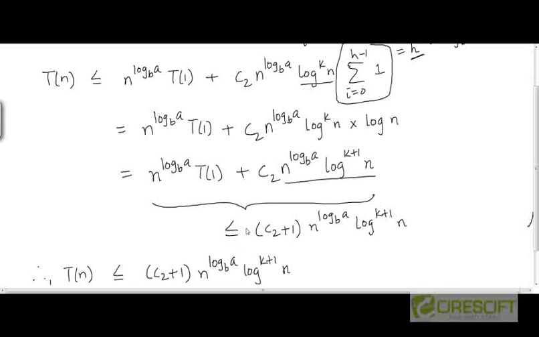We can claim that this whole expression is less than or equal to some constant multiple of n to the power log base b of a times log to the power k plus 1 of n. Because this is what we need to show in order to claim that T of n is in big O of this function. We need to show that this entire right hand side is bounded from above by some constant multiple of this function.